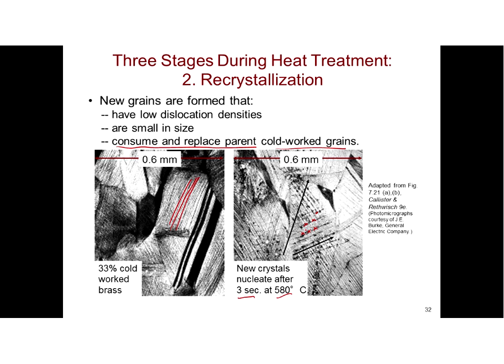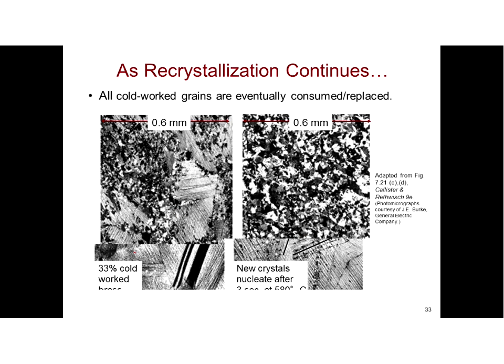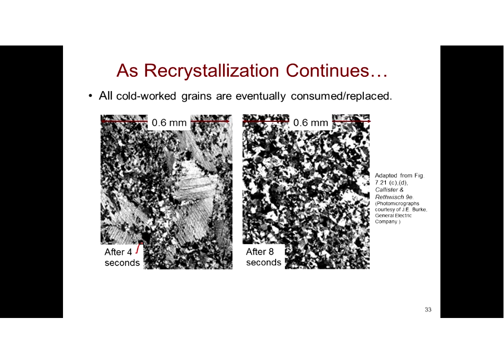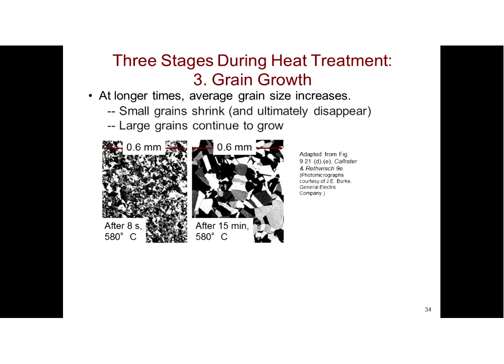Once the crystals are born, they sort of use the same material as their parent grain, and then they grow. After 4 seconds in that 580 degrees C oven, the cold worked grains are consumed by the nuclei, and you can see the grains growing. After only 8 seconds, the grains have grown and run into each other. And as they continue to grow, even after 15 minutes, you can see the grains have grown to pretty large sizes.